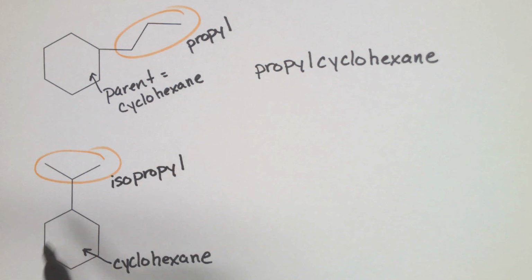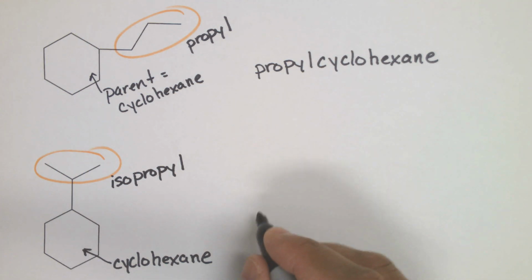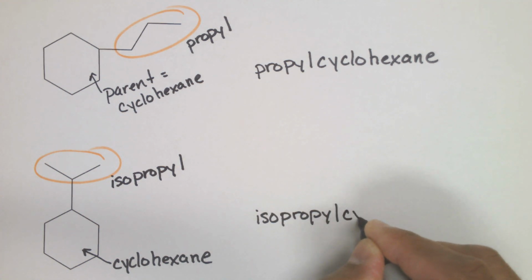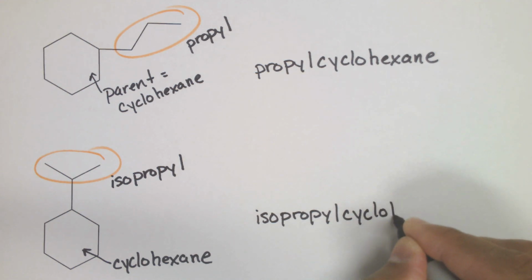Again, because this ring is mono-substituted, there's no need to label the number 1 here. So we can just name this isopropylcyclohexane.